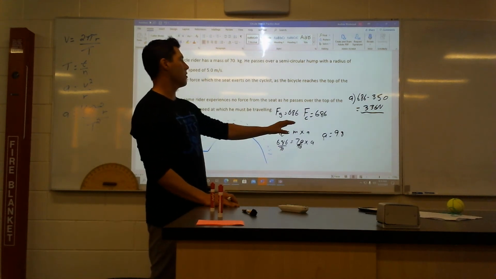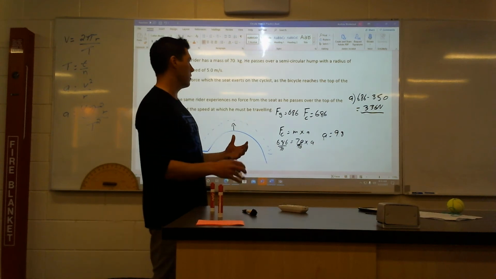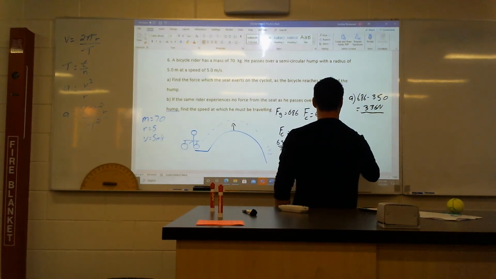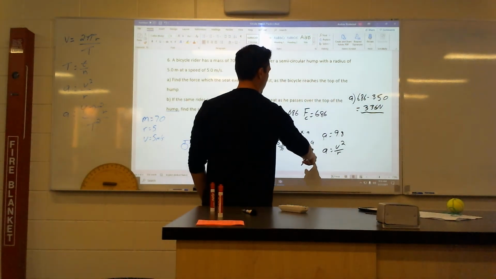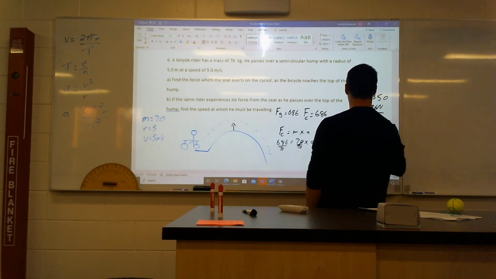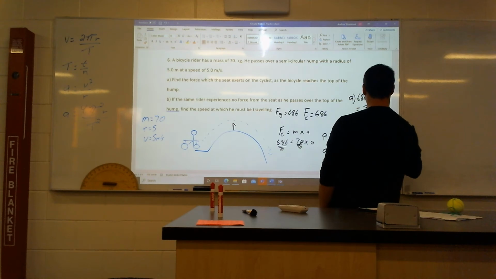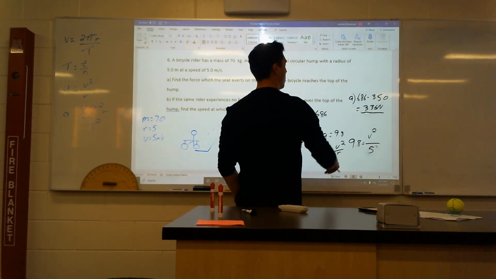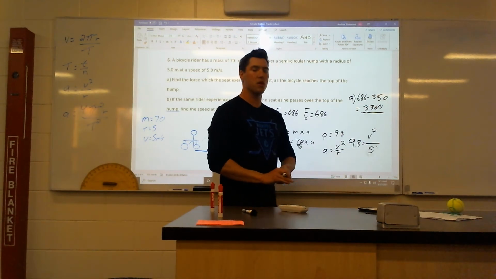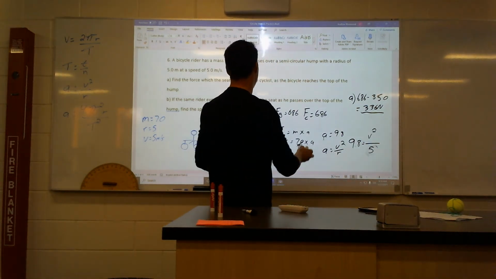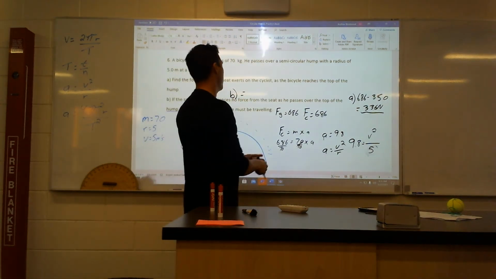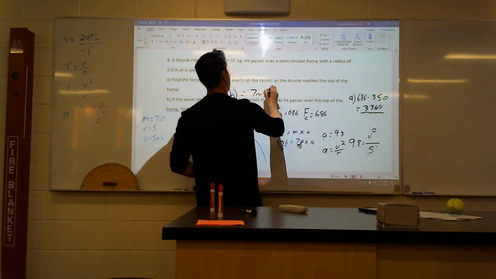And now that I have that acceleration, I can go back and find my velocity. I'm just going to use this exact formula: acceleration equals v squared over r. I'm going to plug in 9.8 there. So 9.8 equals v squared over my radius, which is 5. So I'm going to multiply those and then square root it to get my velocity. And when you do that for B, I believe you get an answer of 7 meters per second. 7 meters per second is the velocity.